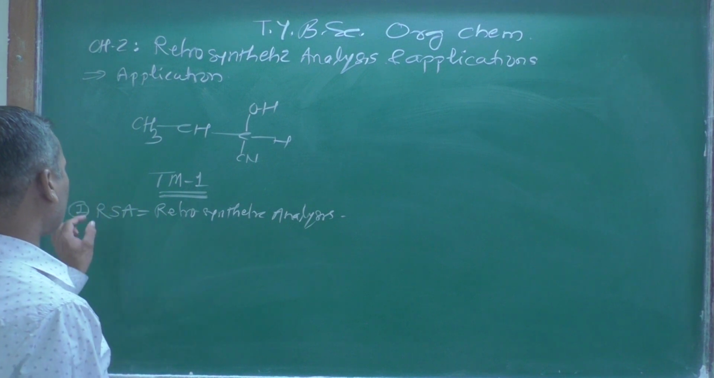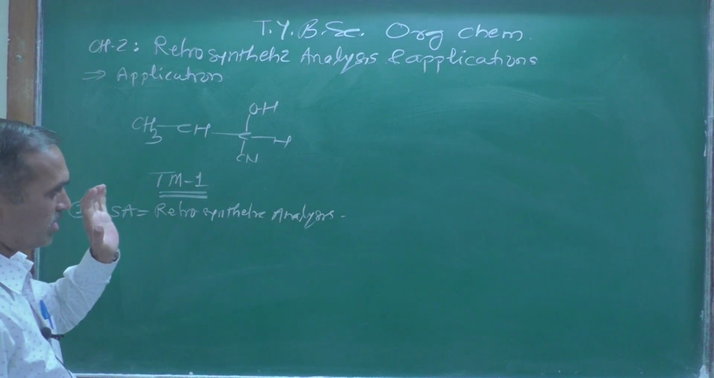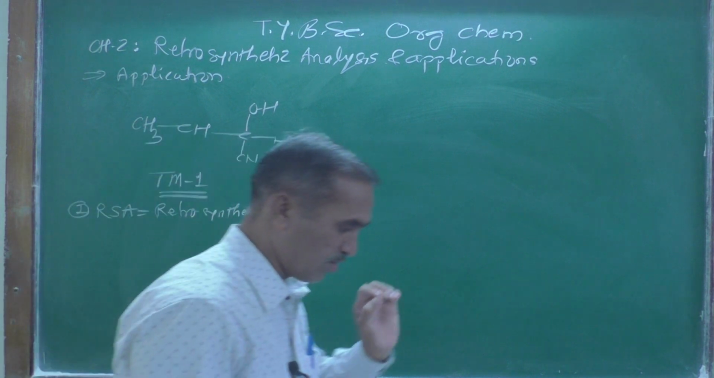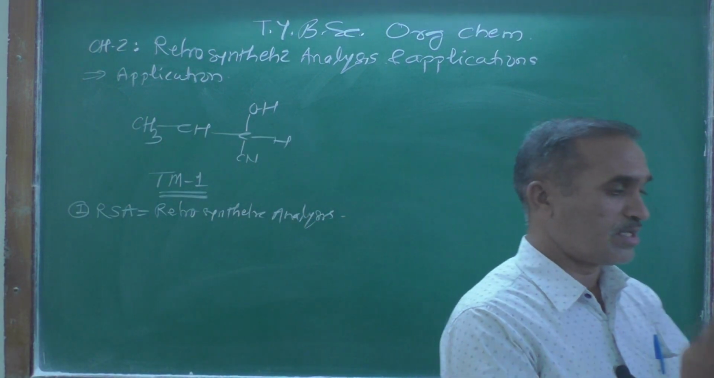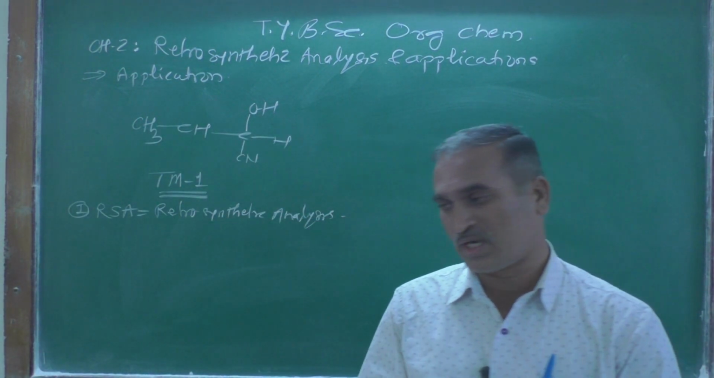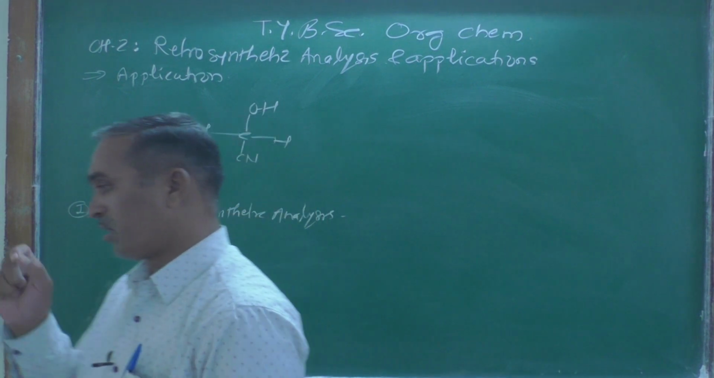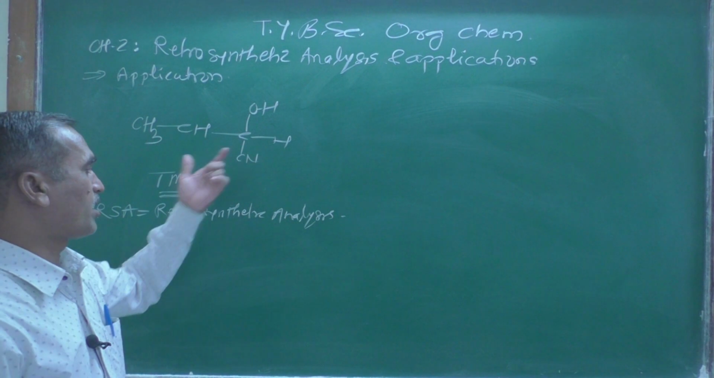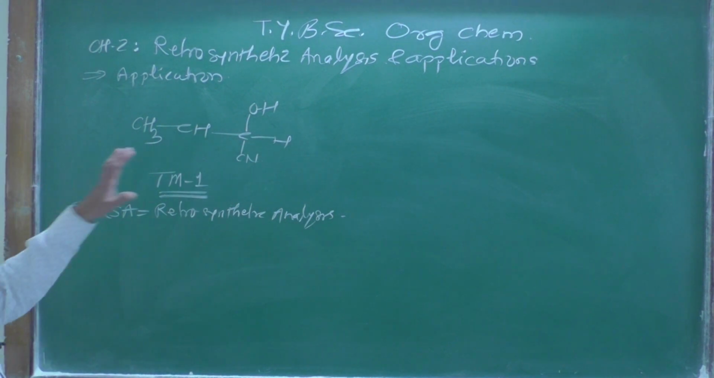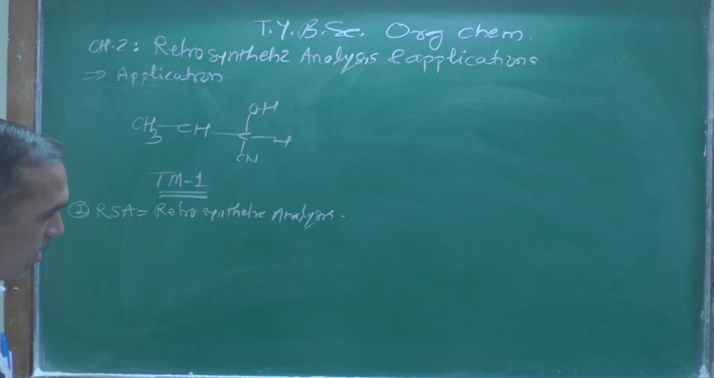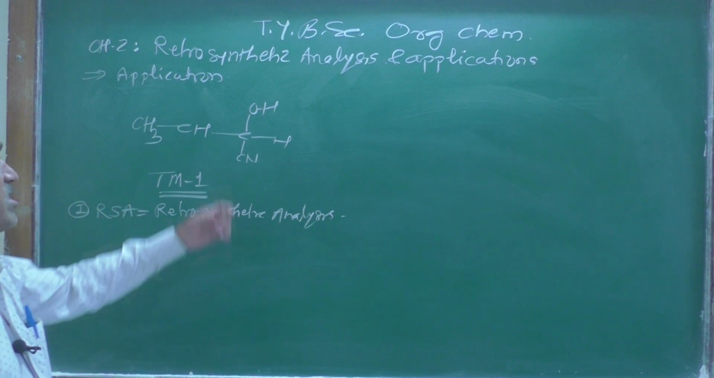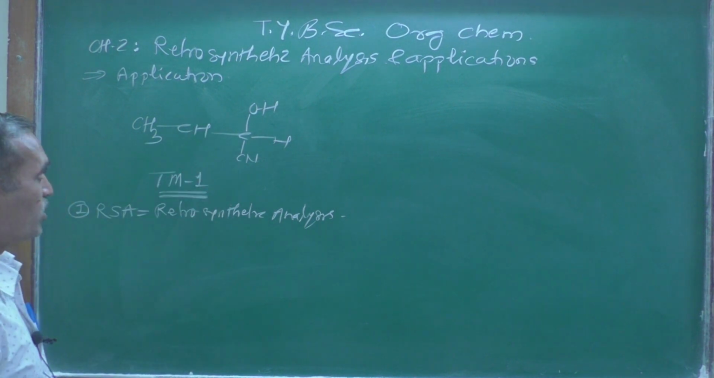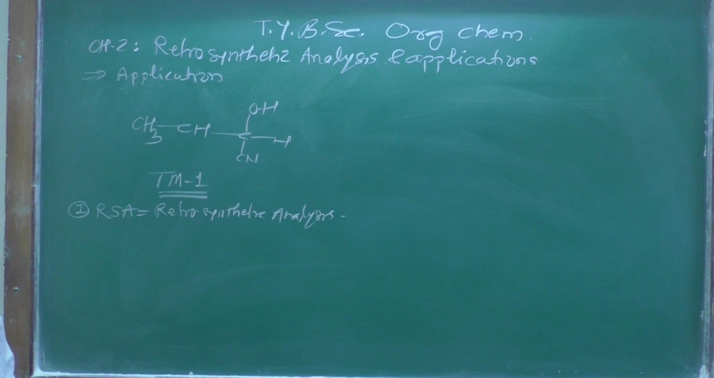Now I am doing a retrosynthetic analysis. Suppose there is a 3 mark question: write the retrosynthesis and synthesis of this target molecule. This is a cyanohydrin derivative, and the main functional group present here is the hydroxy. How is it broken, let us see.